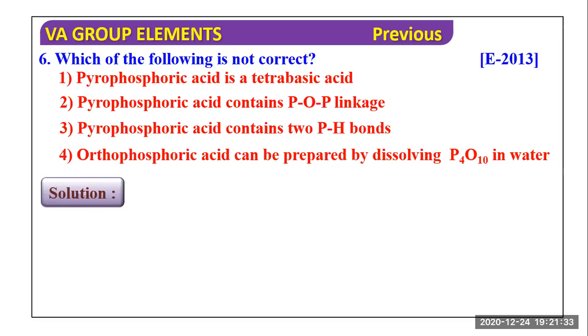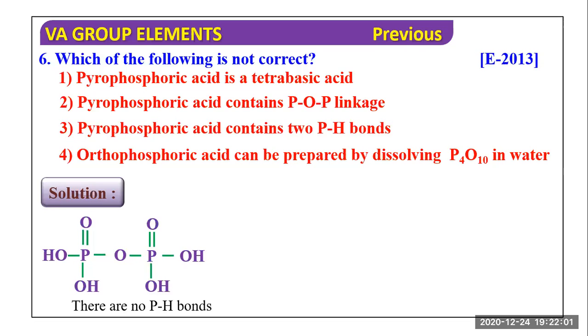You know, the P-O-P bond means phosphorus, oxygen, phosphorus. Yes, it contains the P-O-P bond, that is this one. There are no P-H bonds. Is there any P-H bond? No. So which one is not correct? Pyrophosphoric acid contains 2 P-H bonds. This is the wrong statement, so it is the correct answer.